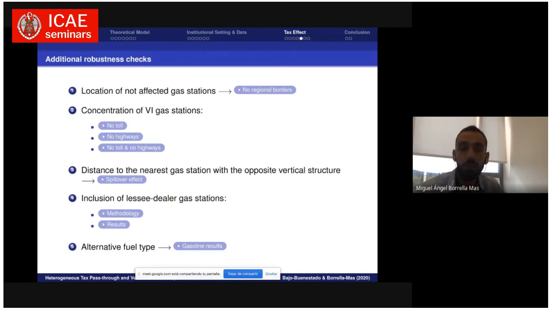We also check for the concentration of vertically integrated gas stations in toll highways.